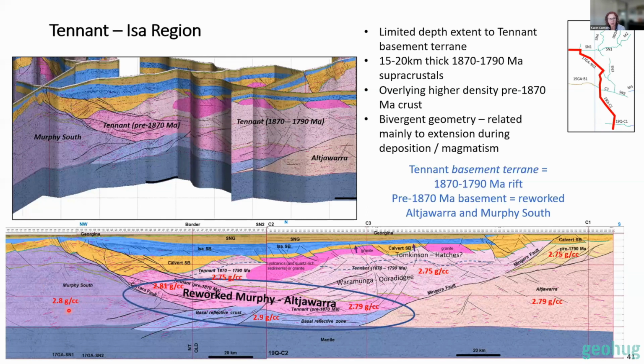So Murphy South is consistently about 2.81. This block, 2.8. This block comes in at about 2.81. We have a strong basal reflective zone, 2.9. Altuara sits at about 2.79, typically just slightly different in density to Murphy South, whereas this overlying package has a density of about 2.75.